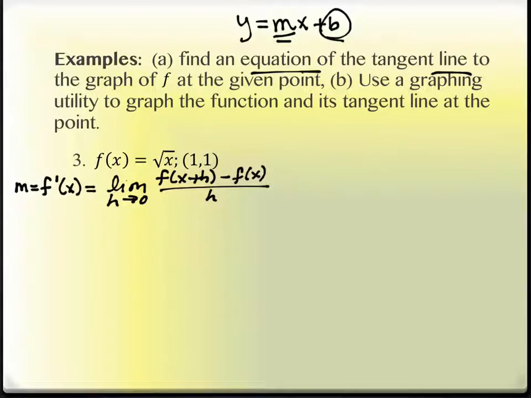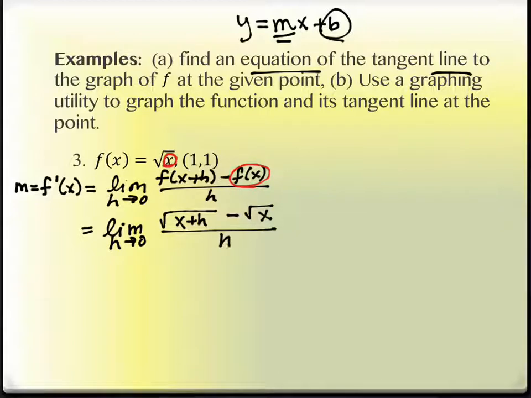Okay, but my function now is a radical function. So where I have that notation that says f of x plus h, this x now needs to be x plus h. So instead of just having the square root of x, I've got the square root of x plus h. And then I've got the function notation here at the end, f of x, but that is exactly what I'm told. It's just square root of x. And all of this is over h.